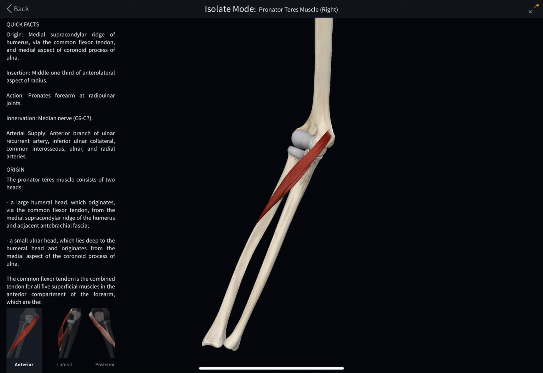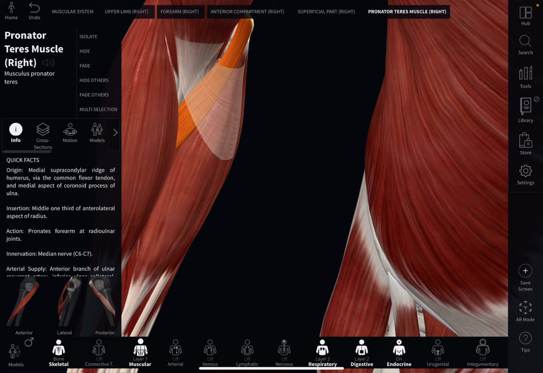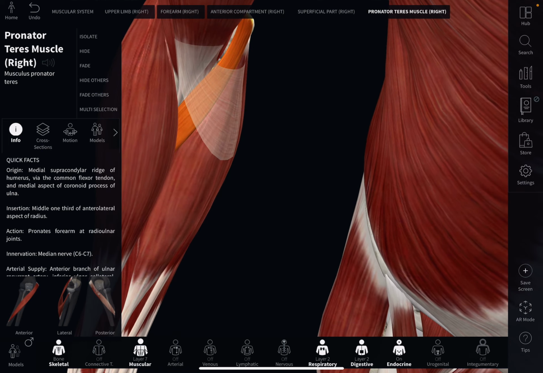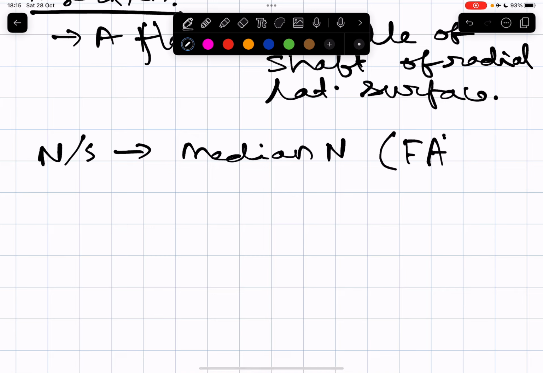Now coming to the nerve supply of the pronator teres. Obviously, the pronator teres muscle is supplied by the median nerve, and the branch to the pronator teres arises while the median nerve is in the forearm. Now, what is the action of the pronator teres muscle? It is actually a pronator, as the name indicates. It pronates the forearm, and because it crosses the elbow as a flexor muscle, it's a weak flexor of the elbow joint. So the nerve supply is the median nerve, and the branch arises in the forearm.